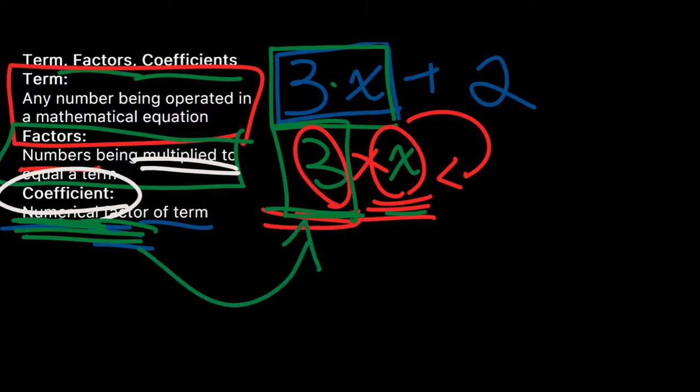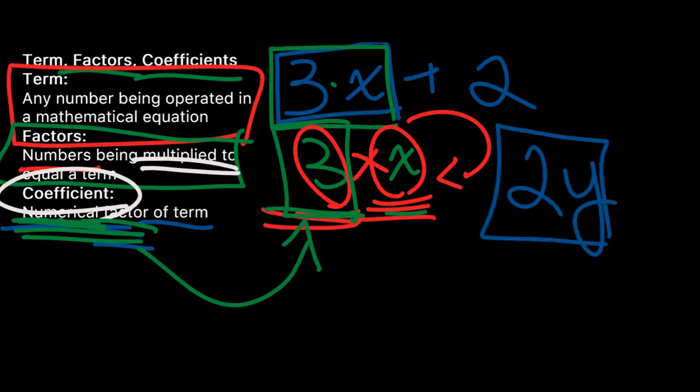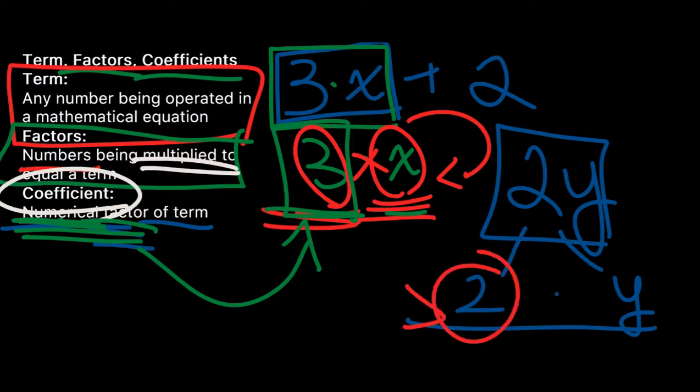Another example that we can take is 2y. 2y is a term, and the factors of this term are 2 and y, as 2 times y is equal to 2y. These are the factors, and the numerical factor, or the number factor, is 2. So that means 2 is the coefficient.